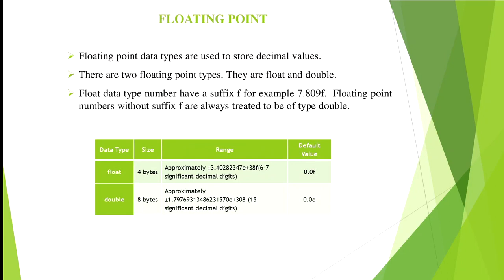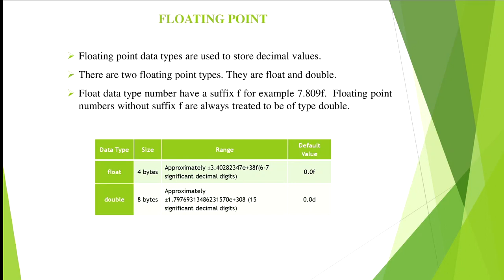Floating point. In most of the situations, there is a need to use some fractional part. And in such a situation, we have to use the decimal points or the decimal values. And to store the decimal values, the floating point data types are used. Actually, there are two floating point types, float and double. The float data type number has a suffix small f.